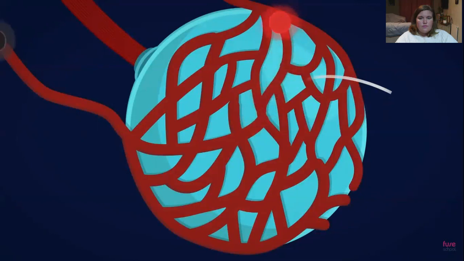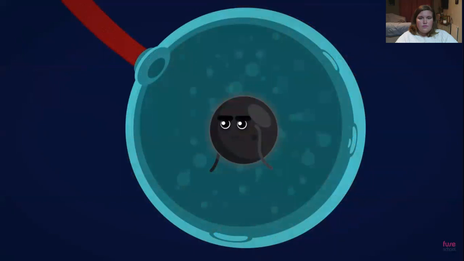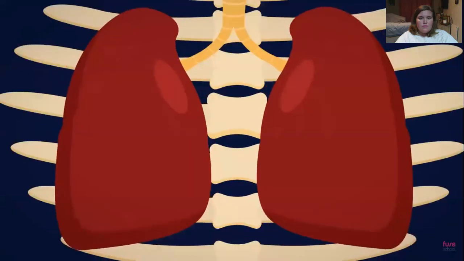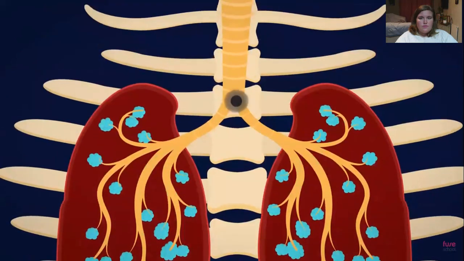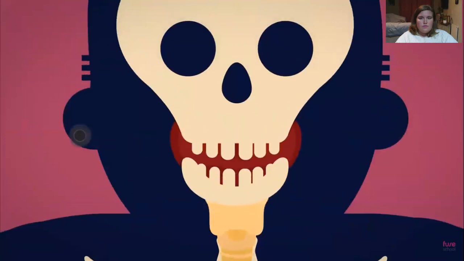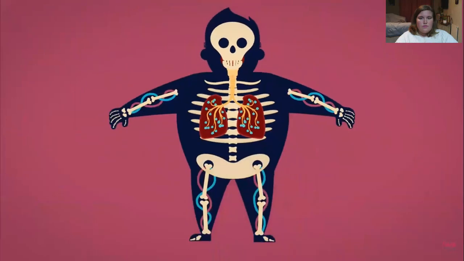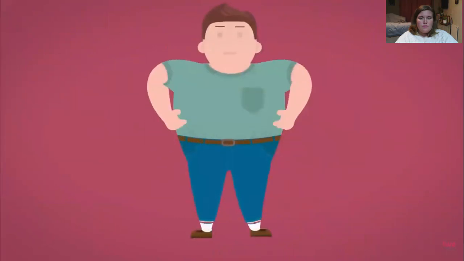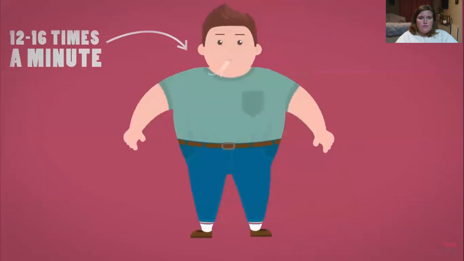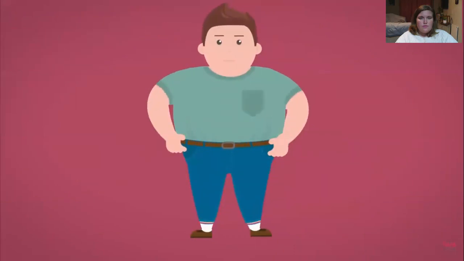At the same time, the carbon dioxide molecule goes the other way, coming out of the blood and into the alveoli as you exhale. As you exhale, the carbon dioxide will take this journey back up the bronchioles, the bronchus, the trachea, and out of the mouth. This happens to millions of molecules with each breath, as you have about 300 million alveoli in each lung. On average, you breathe like this 12 to 16 times a minute. Why not count yours after this video?